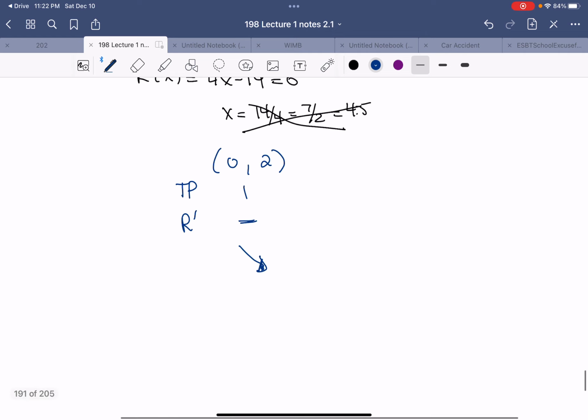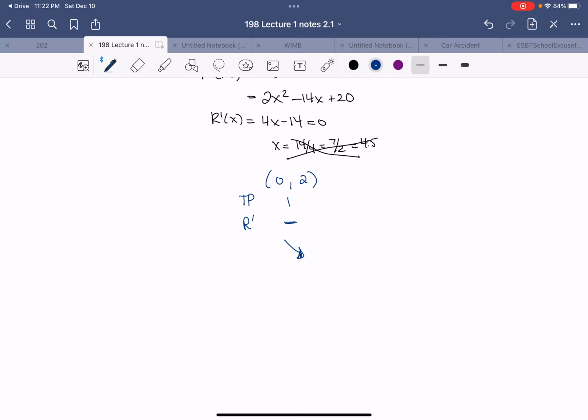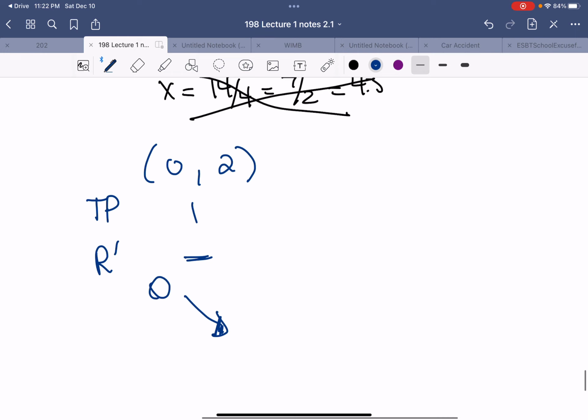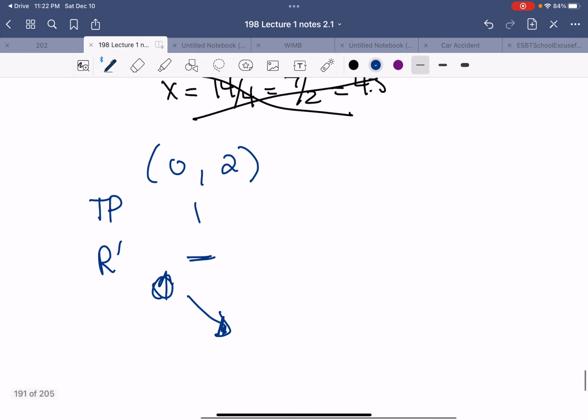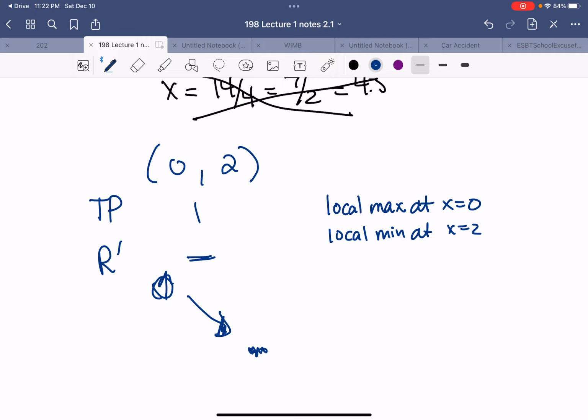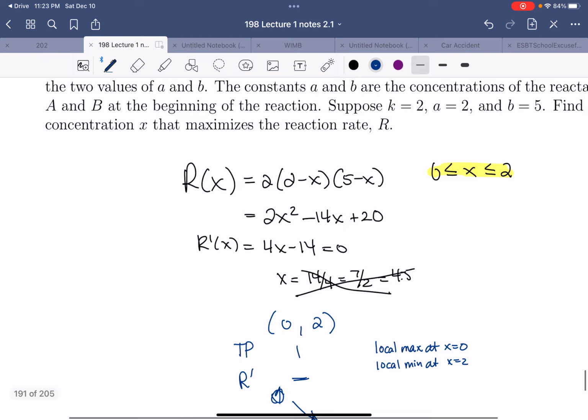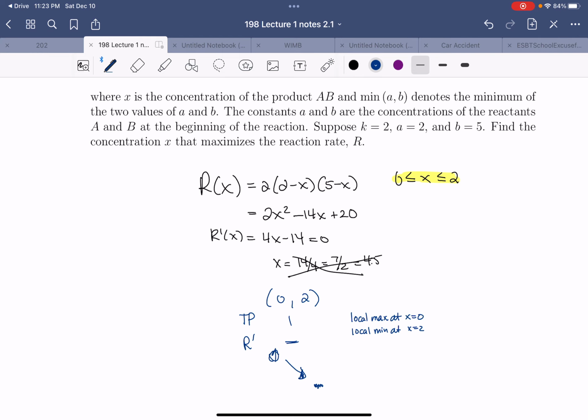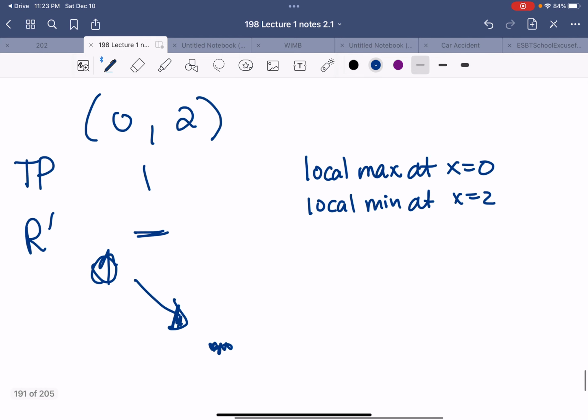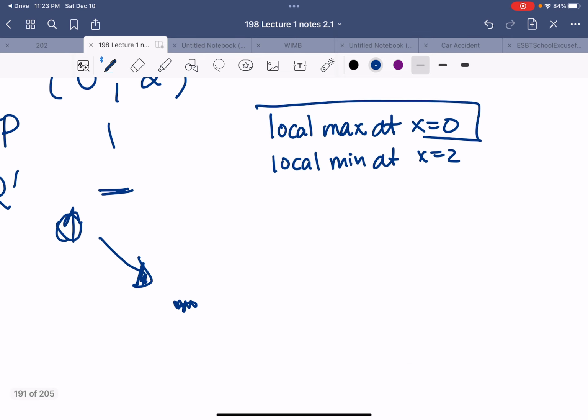If it's decreasing on that interval, where is your local max and your local min? Well, your local max is going to be over here at the top at x equals 0, and the min is going to be over here at the bottom at x equals 2. So local max at x equals 0 and a local min at x equals 2. So now what's the question asking? It says, find the concentration that maximizes the reaction rate. So to give the local max, that's this top information.